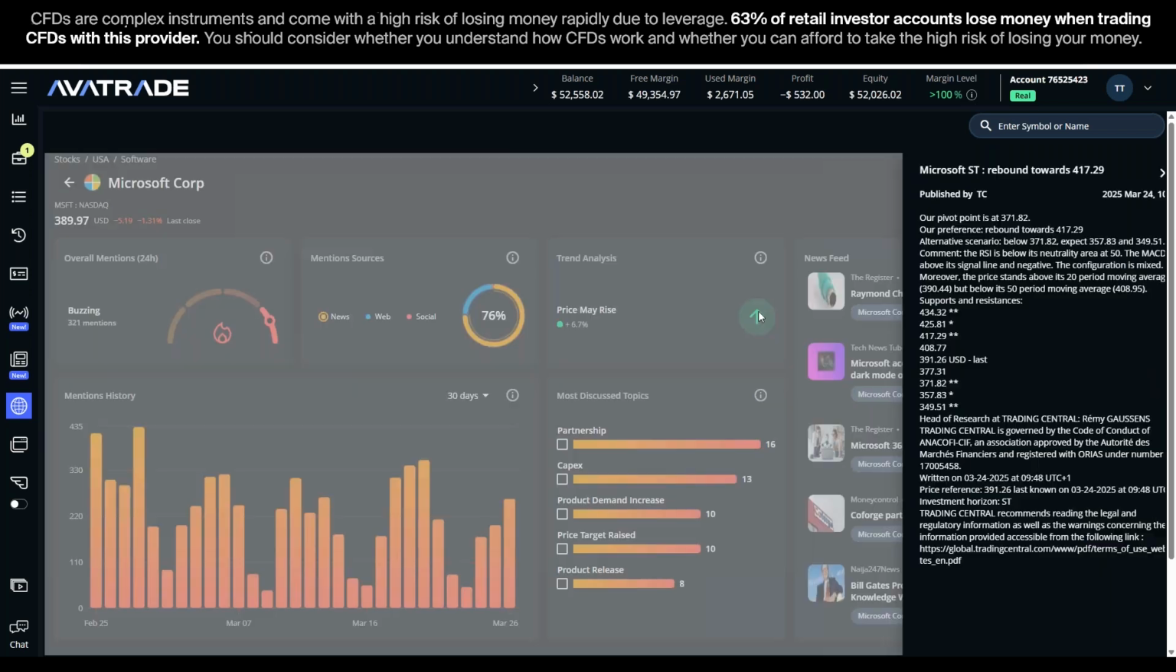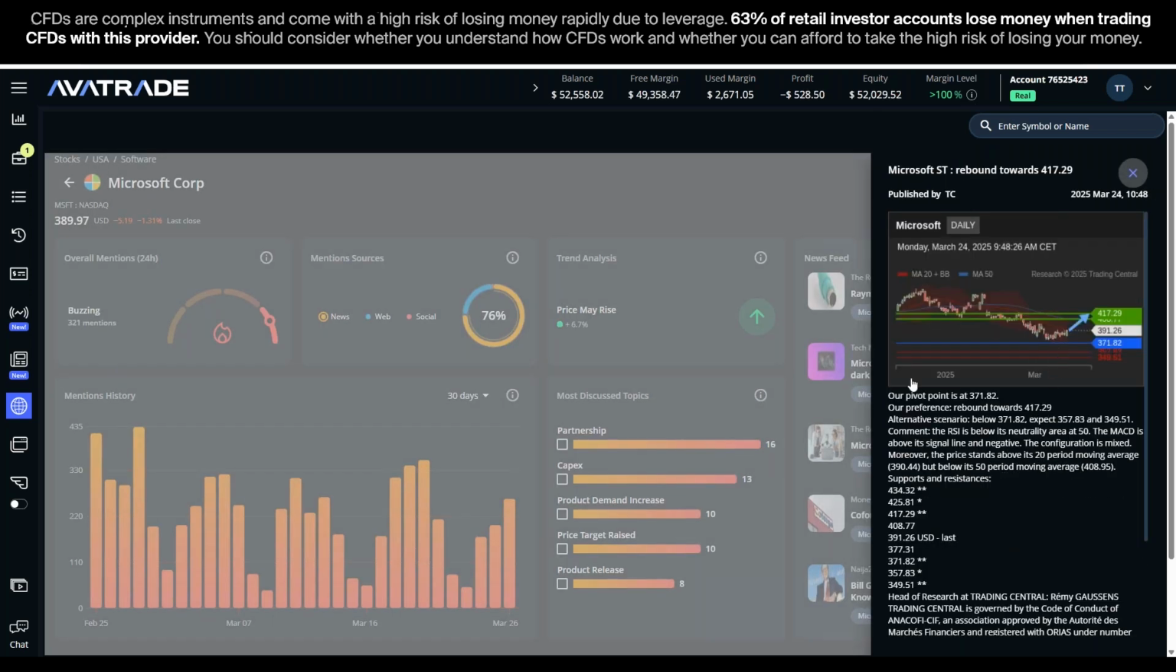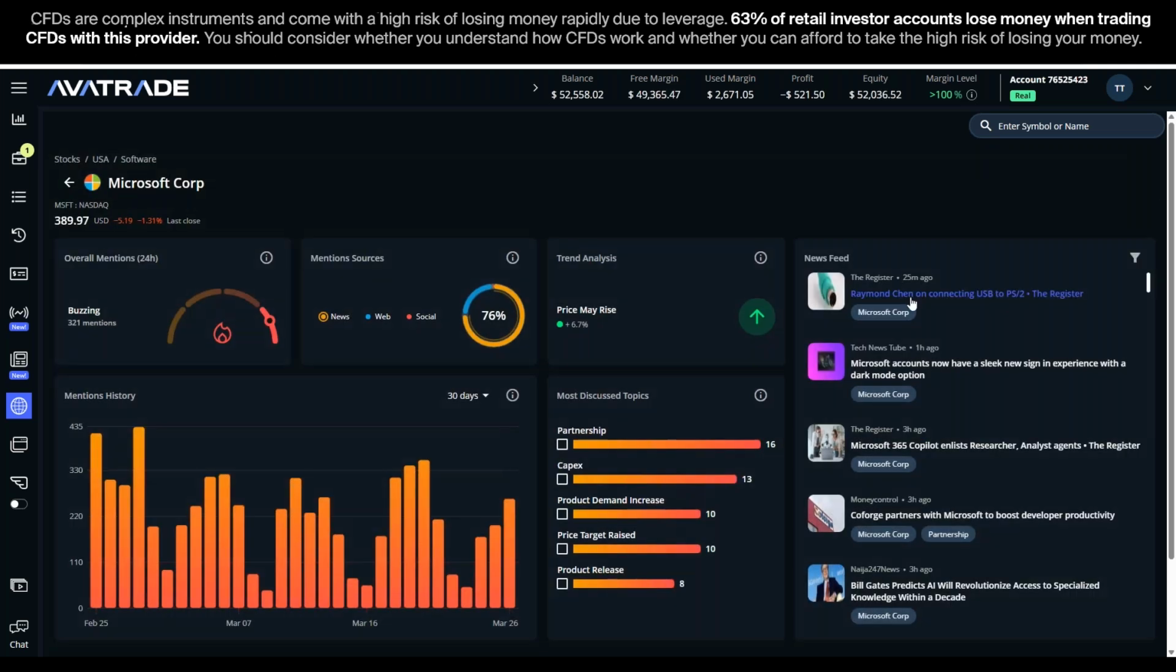It says the price may rise 6.7% on Microsoft. You can click and get the technical signal here with the price levels and the description of the signal right alongside the news feed. Okay, and so you can read the latest articles about, in this case, Microsoft, and see is it good news that's coming out recently or bad news. If, let's say it's good news, you read a couple articles and you say, wow, that's really good news in the past few hours for Microsoft.